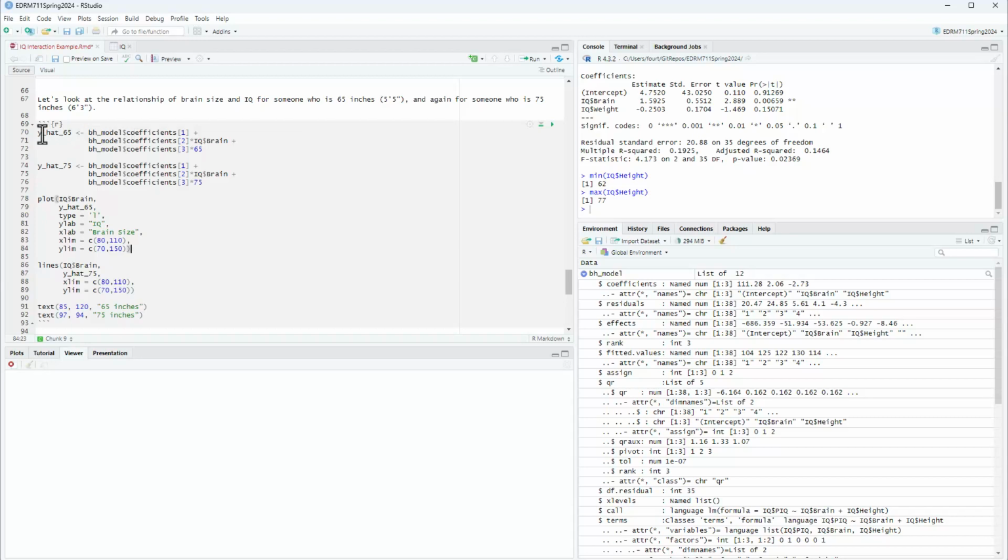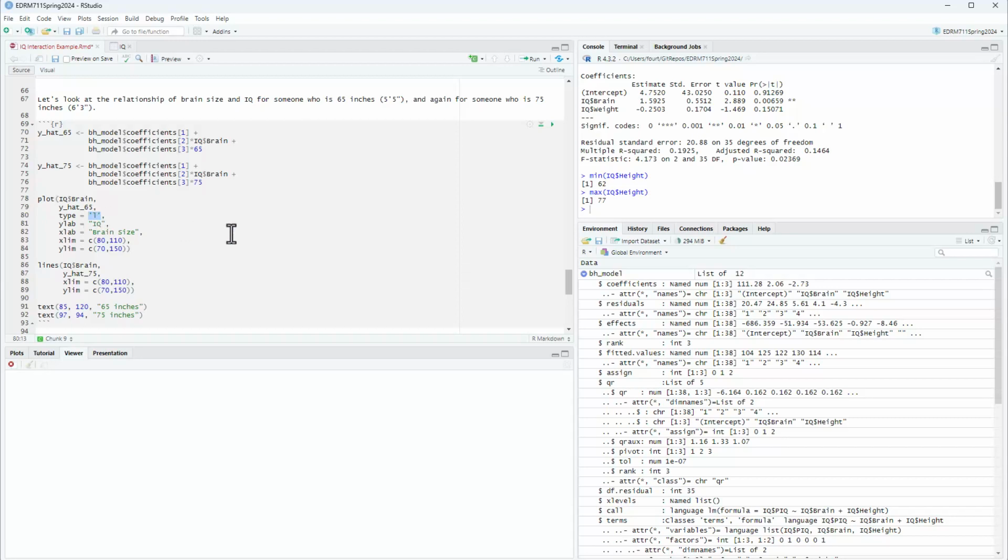So this will give me a model holding the height constant at 65, or give me predictions rather, and this one will give me predictions. That's why I called them Y hat, holding it at 75. Then what I'm going to do is plot. So this is going to plot brain on the x-axis, my prediction on the y-axis, that's my response variable. Brain on the x-axis, so response variable is IQ. Brain on the x-axis, my predicted IQ for 65 inches on the y-axis.